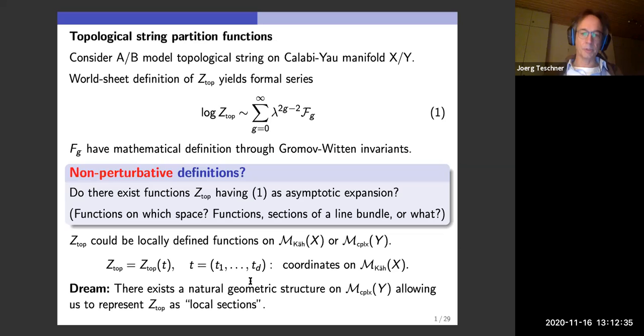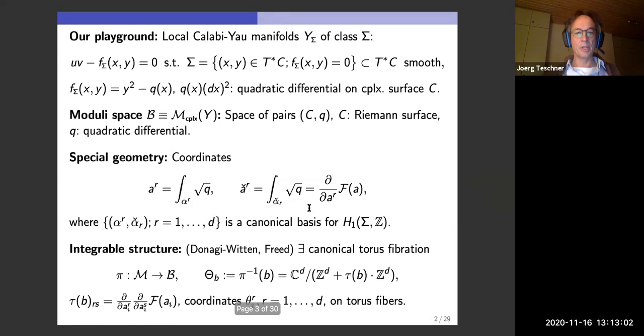So the dream, which in our example we're going to find fulfilled, is that we can basically identify this object using, and this is what we shall explain a little bit, some natural line bundle on these moduli spaces. There's a lot of fine print, and we shall remind or explain a little more about this. There's a playground, a class of examples where we can do something fairly concretely and with some control.